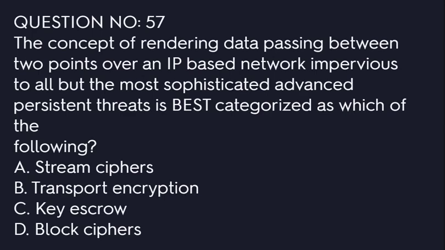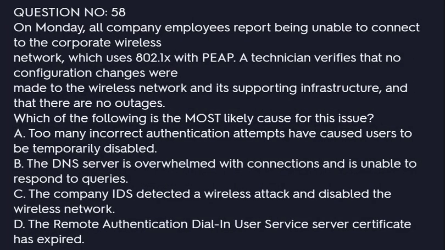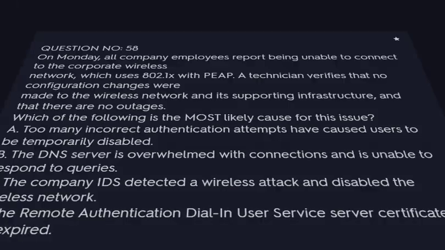Question no. 57. The concept of rendering data passing between 2 points over an IP-based network impervious to all but the most sophisticated advanced persistent threats is best categorized as which of the following? A. Stream ciphers. B. Transport encryption. C. Key escrow. D. Block ciphers. B. D.